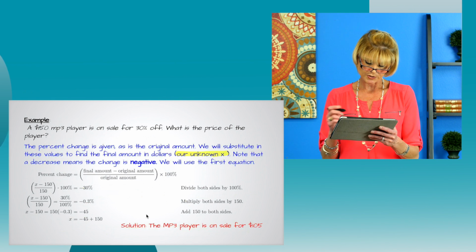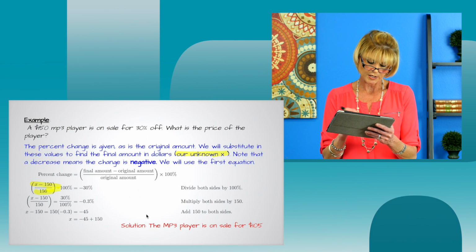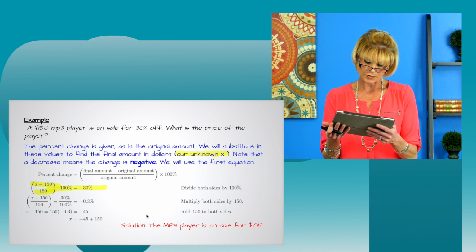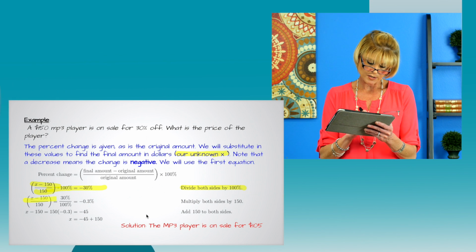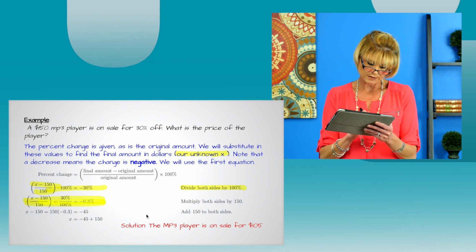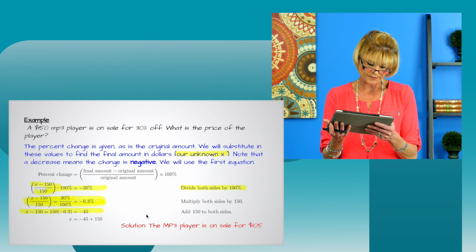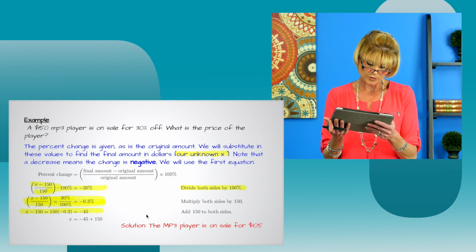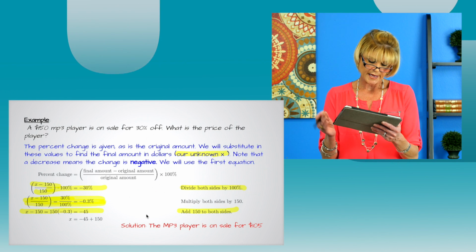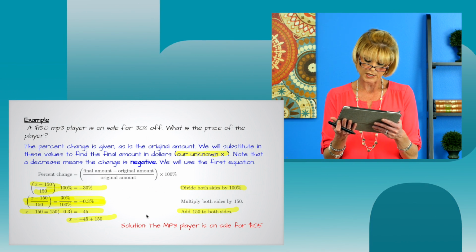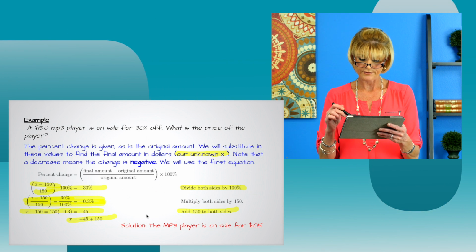So the first thing we would do is write it out. X minus 150 divided by 150 times 100% equals negative 30%. Divide both sides by 100%. Continuing on solving the equation, we get x minus 150 equals 150 times negative 0.3 equals negative 45. We're going to add 150 to both sides. We get x equals negative 45 plus 150. So the MP3 player is actually on sale for $105.